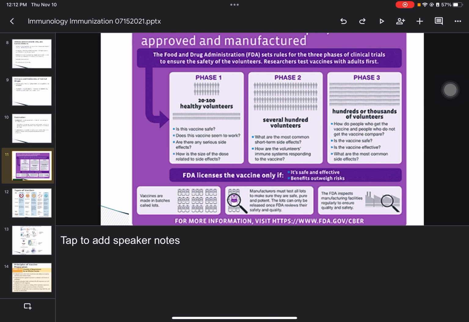Okay, so that profile came out correctly, so they went to, again, stage 2. So now, what are the more common side effects? Who are the volunteers? There's several hundred volunteers that we're looking at. Again, it's a safety profile. What do we expect to see?